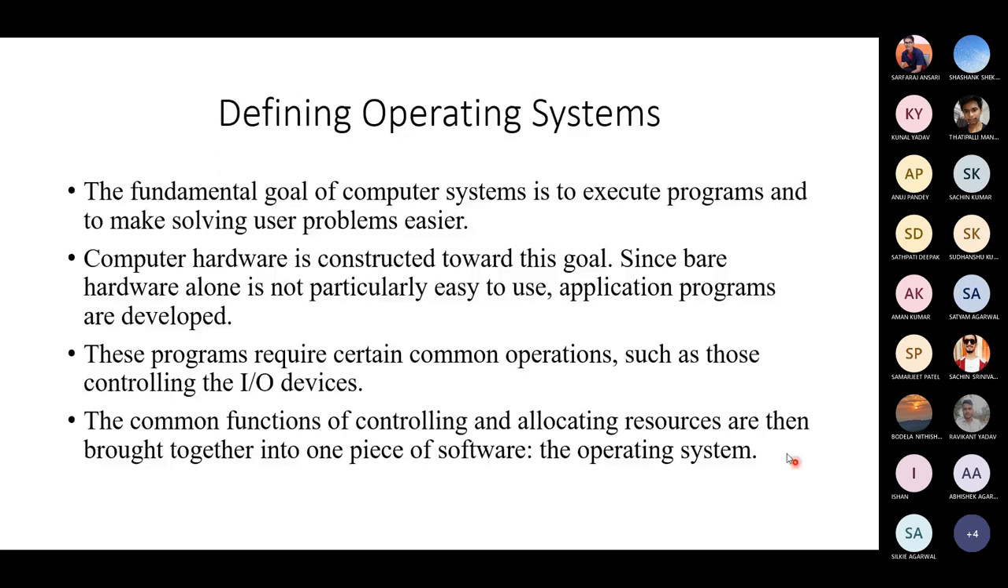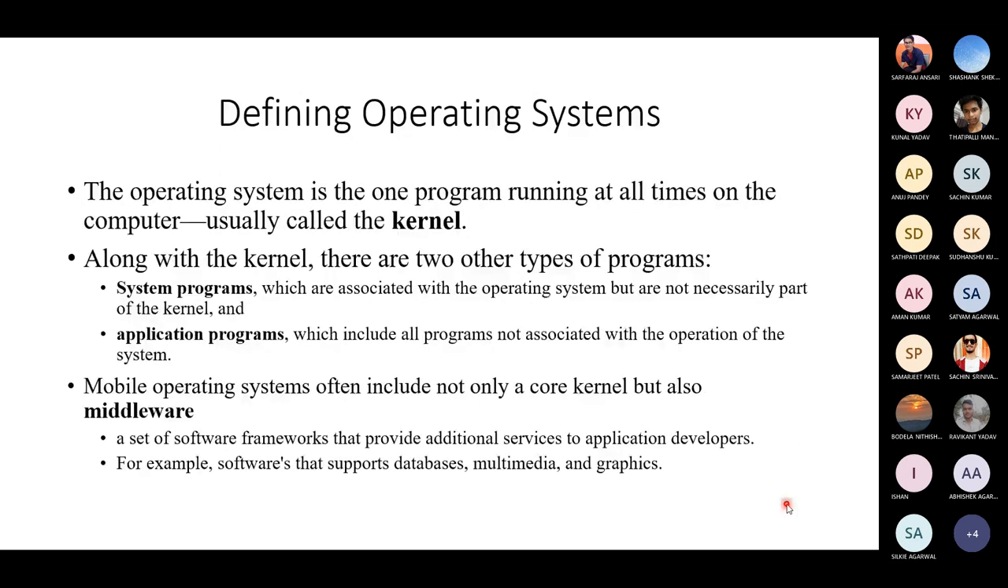Okay. So there is one more thing you need to understand: the operating system is one program running at all times on the computer, usually called the kernel. The operating system is one program running all the time on the computer, usually called the kernel. So what happens when you start a computer? When you start a computer, how will the computer hardware know which operating system it should load?